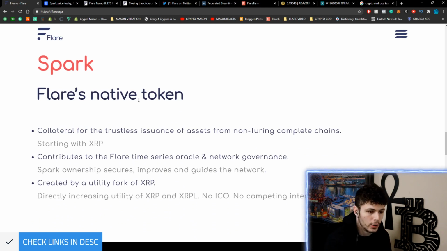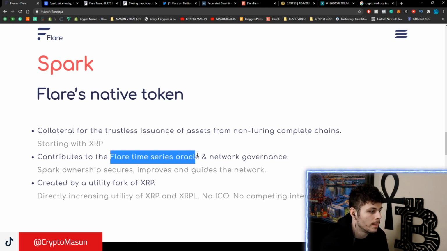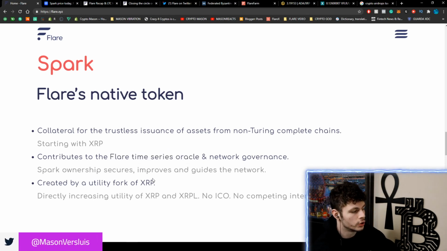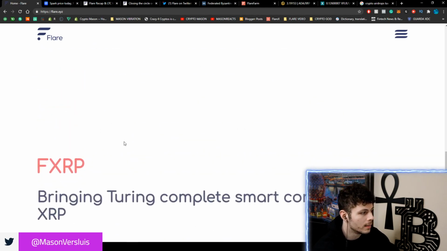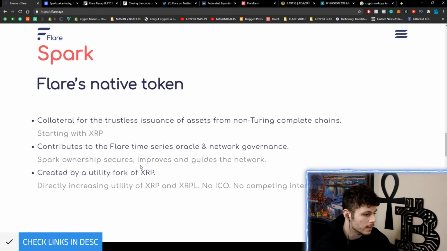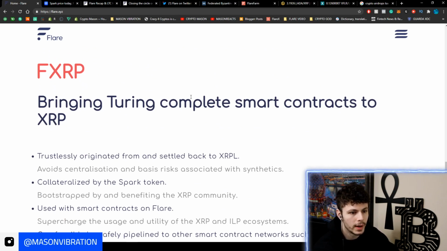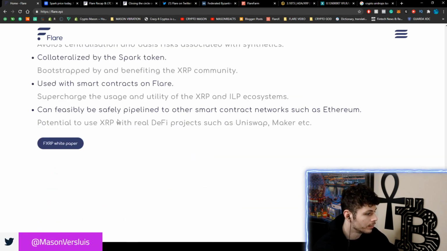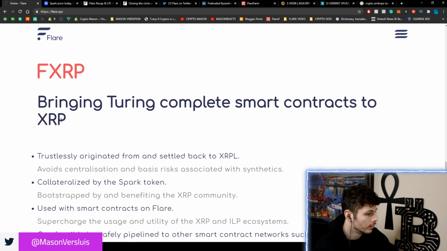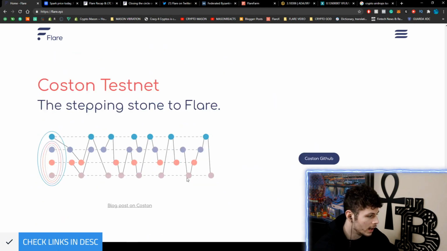Spark, Flare's native token, is collateral for the trustless issuance of assets from non-Turing complete chains, starting with XRP. It contributes to the Flare Time Series Oracle, this is FTSO, and network governance. Spark ownership secures, improves, and guides the network. It was created by a utility fork of XRP. So this is a fork of XRP. No ICO. So these are the F assets. They already have FXRP, F Doge, F Litecoin, and F Stellar, XLM. I'm going to cover those F assets in a second.